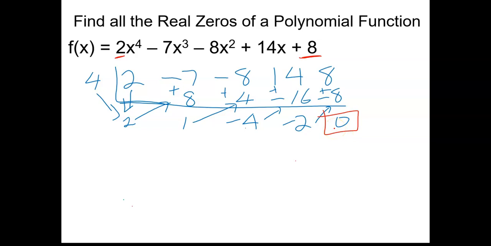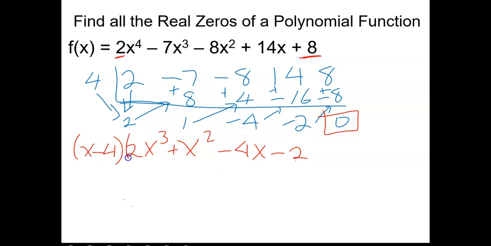Okay, so then what we have here is going to be 2x cubed plus x squared minus 4x minus 2. Of course, we have this factor x minus 4 times that, so this will give us back the original. So we're going to do synthetic division again with this, using the other 0 we have, which is -1/2.